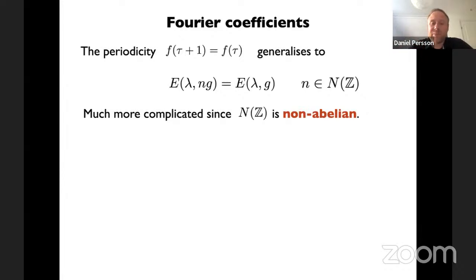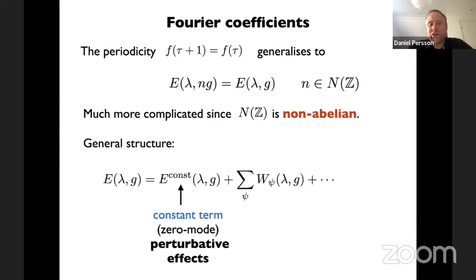So what can we say about the Fourier expansion? Well, in general, we would expect there to be a constant term. That's what we call a zero mode. It's called a constant term, which is a bit of a misnomer because it's not constant. But in the case of just holomorphic modular forms, it is constant. I guess it's a terminology that has survived, but it is not constant.